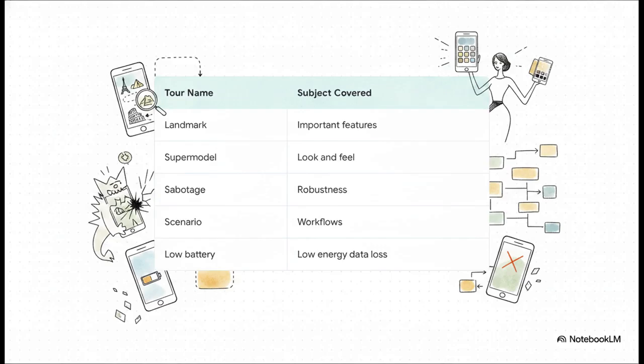Are the colors correct? Then you have the sabotage tour, which is exactly what it sounds like, aggressively testing robustness by actively trying to break the app. And the low battery tour specifically tests if the app causes any data loss when the device's energy levels drop. These metaphors just make it so incredibly easy to assign a specific mission to your testing sessions.